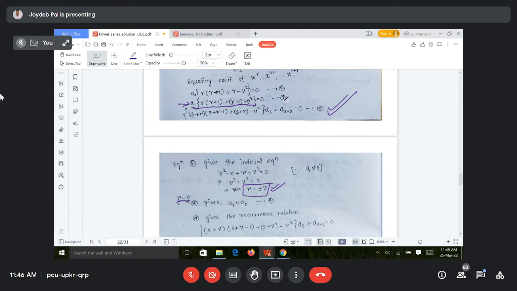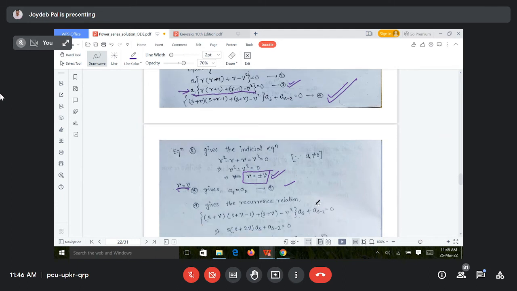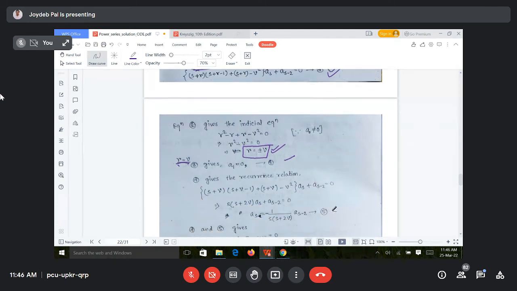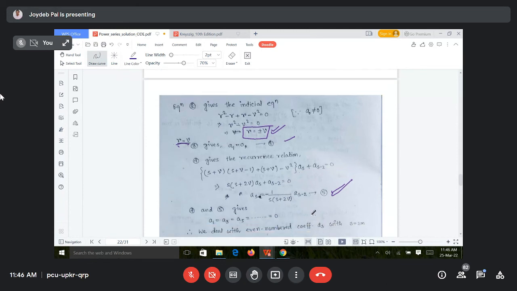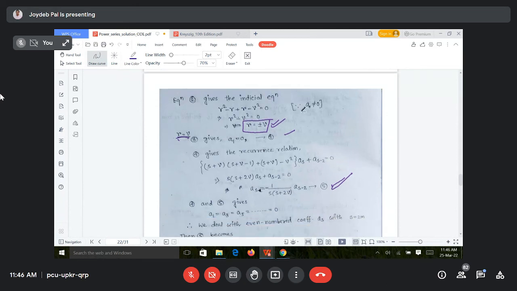Now you put r is equal to nu in equation number 3, you will get the value of a1 and it is 0. And you put r is equal to nu in equation number 4, you will get the recurrence relation. Okay. So that is our simplified form of the recurrence relation: a_s equals minus 1 by s into s plus 2 nu times a_(s minus 2). Now by using a1 equal to 0 and the recurrence relation, can we conclude that all the odd term coefficients will be 0?